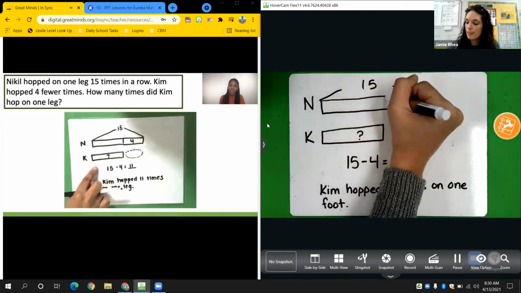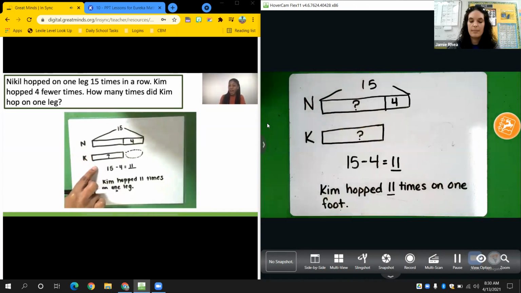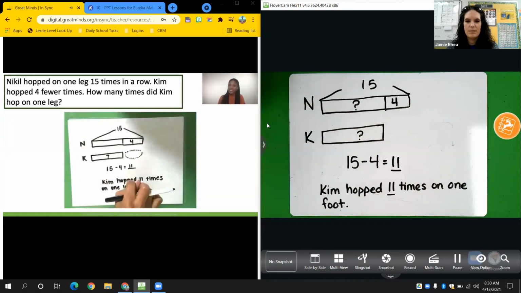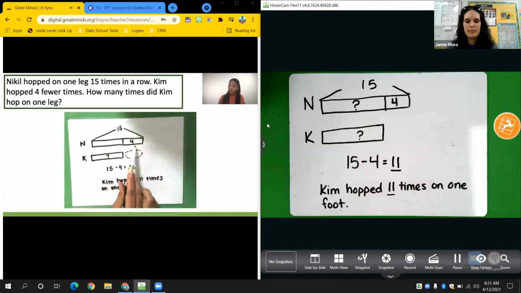So at first, my tapes were the same sizes. But did Nikhil and Kim hop the same amount of times? No, they didn't. The problem tells us that Kim hopped 4 fewer times, which means that Nikhil hopped 4 more times. So I added on a little more tape to Nikhil's and then wrote the number 4. You'll notice that I also drew a dotted circle to help me visualize that Kim hopped 4 fewer than Nikhil.